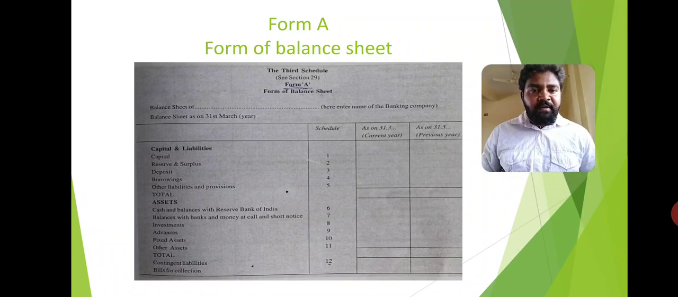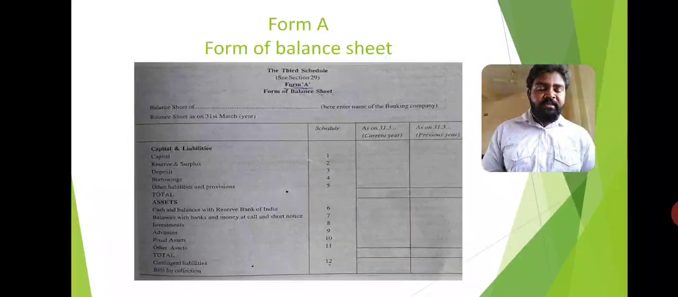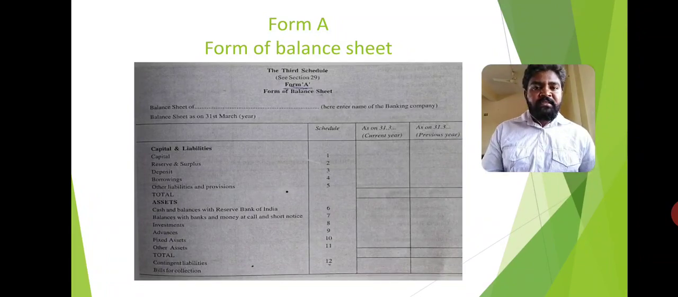Next, schedule number 9 is advances. Here, advances like bills purchased and discounted, then cash credits, overdrafts, and loans repayable on demand. Overdraft facility is provided by the banks, which is to be considered as advances, and cash credit facility is also provided by the banks, which is to be considered as advances. Next, schedule number 10 is fixed assets, like premises, land, building, furniture, machineries. These assets we need to show under the head of fixed assets.